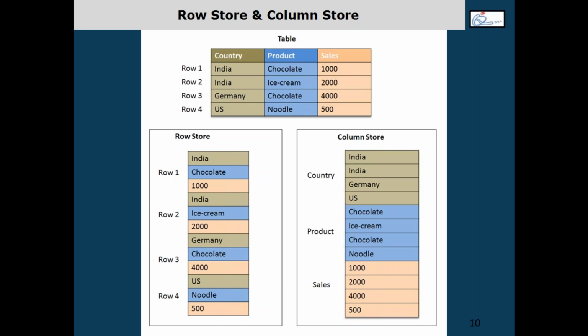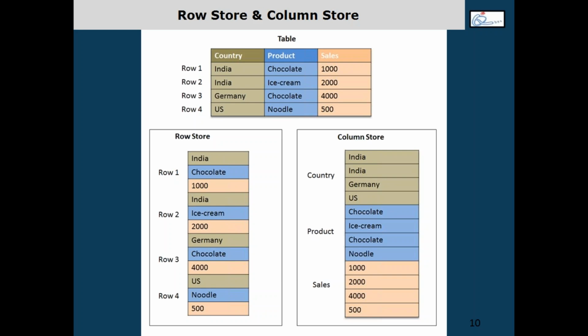The data of each row, each record, is clubbed together and stored as one data set at one memory location. If I go to every memory location, I find the complete record. That is row store. Okay? And if I create the same table as column store, values of one column are stored in one continuous memory location. It takes all the values of country and puts them into one memory location. It takes all the values of product, puts them into one memory location. It takes all the values of sales and puts them into one memory location.